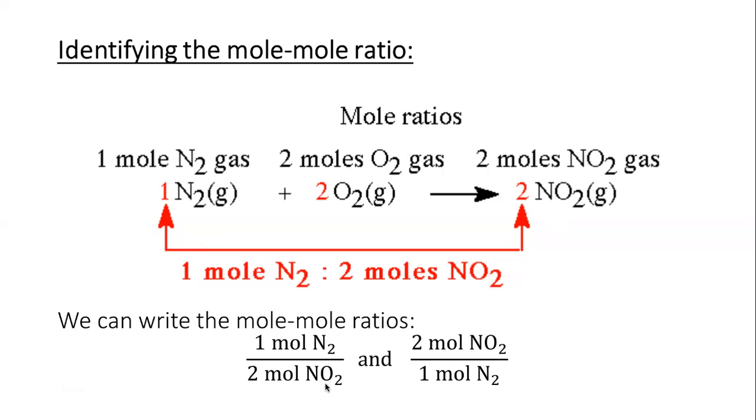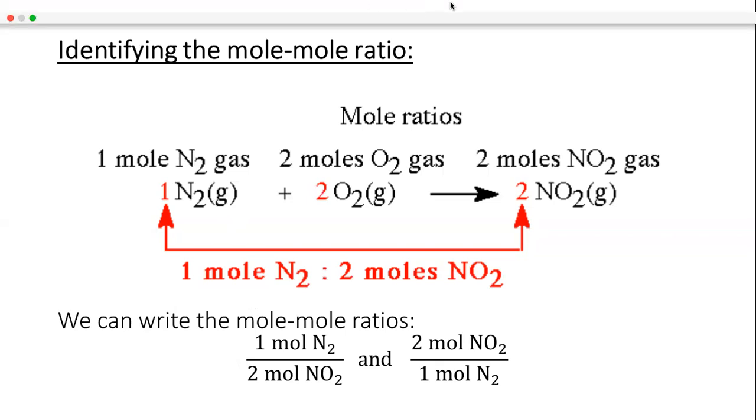So the ratios are written as a fraction, where we have 1 mole of nitrogen gas to 2 moles of nitrogen dioxide. And we can do that in the reverse too, depending on how we need to use the equation, which we'll see in a few slides, where we can flip the fraction and have 2 moles of nitrogen dioxide to 1 mole of nitrogen. And essentially what this is telling us is that in order to make this nitrogen dioxide gas, we need 1 mole of nitrogen here.